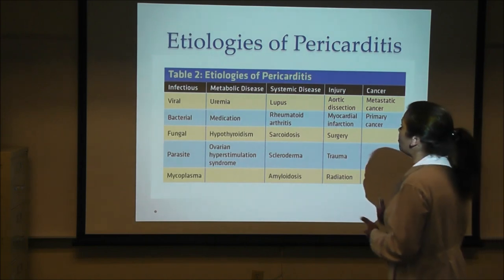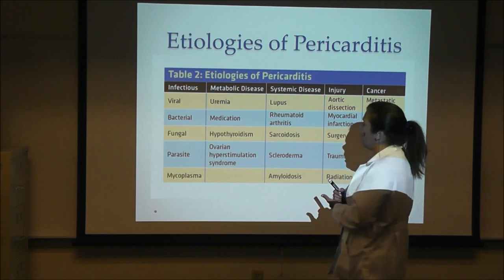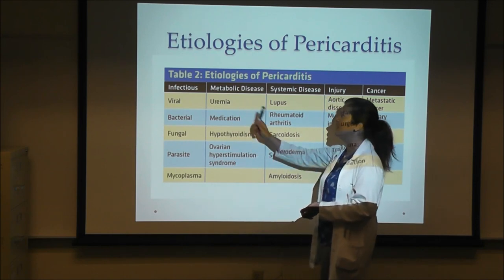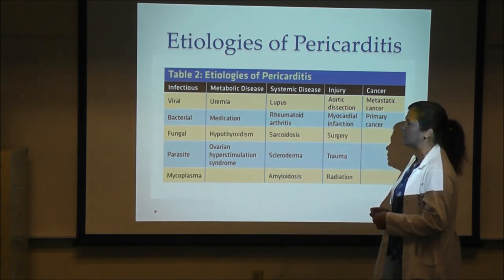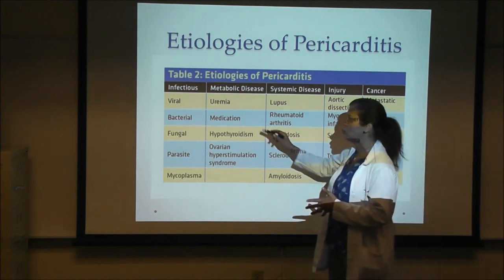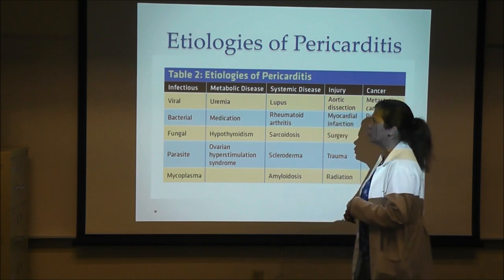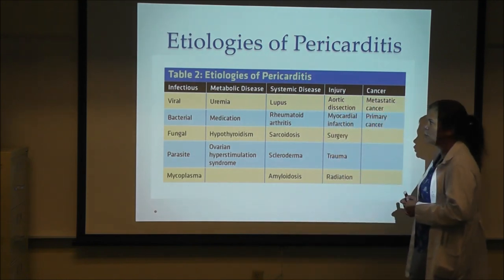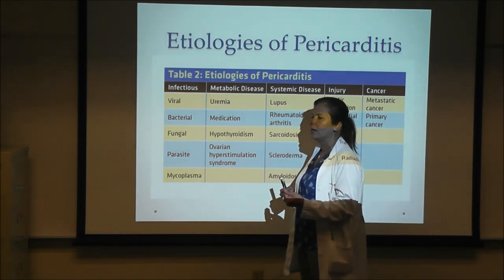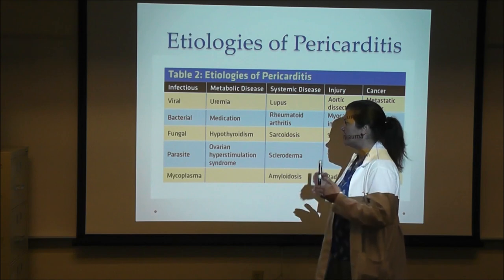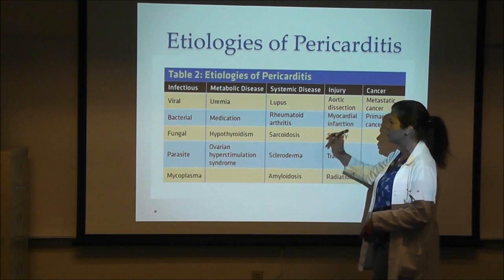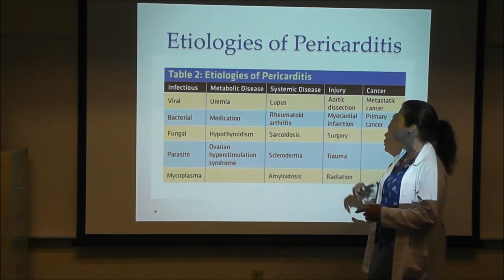Etiologies, as I told you, are most commonly inflammatory in nature, but infectious processes can produce this, as I explained. It is highly common in patients with renal failure, mostly end-stage renal disease, where accumulation of urea can produce pericarditis. We mentioned a couple of examples of medications, such as hydralazine and phenytoin, that can produce pericarditis. Any accumulation of fluid at the level of the serosa produced by hypothyroidism or any type of autoimmune condition can produce pericarditis, such as lupus, hypothyroidism, sarcoidosis, scleroderma, amyloidosis.